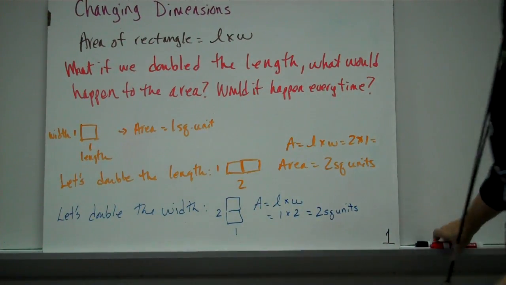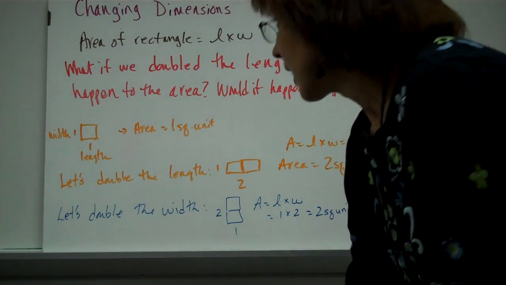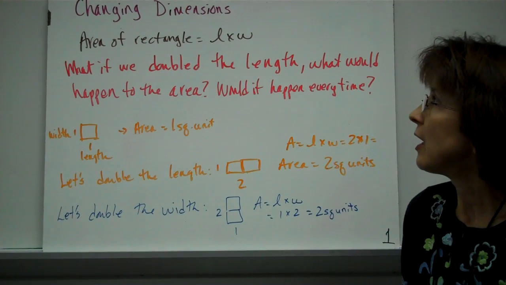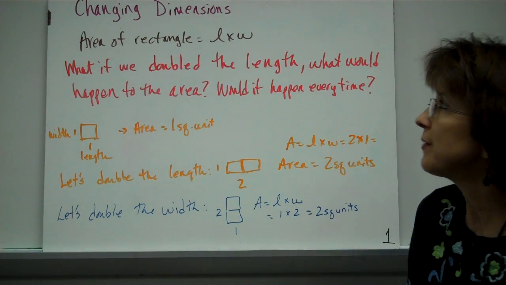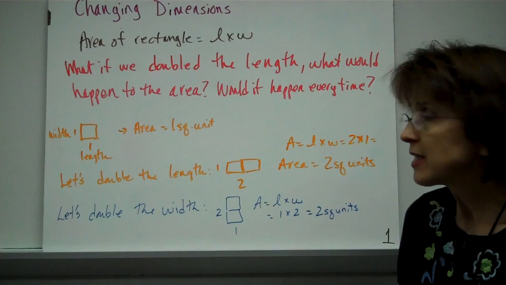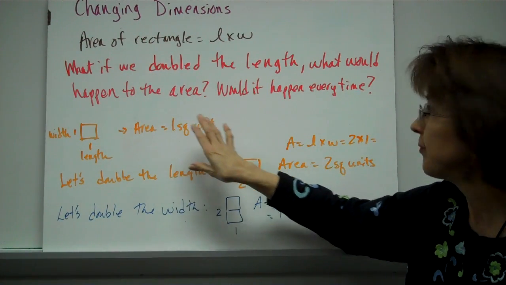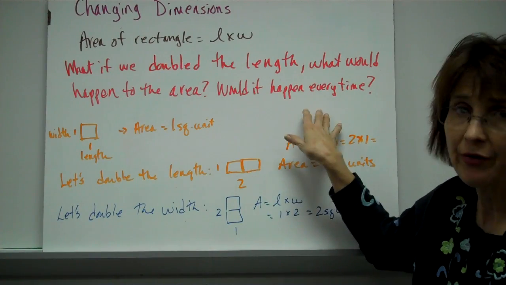All right, we're going to do a video now on changing dimensions. We're going to talk first about the area of a rectangle. You know, the area of a rectangle is length times width. Well, what we're going to discuss is, what if we doubled the length? What would happen to the area? And would it happen every time?